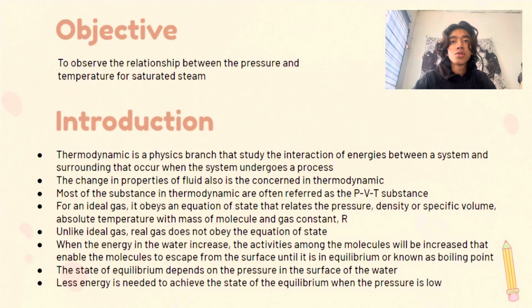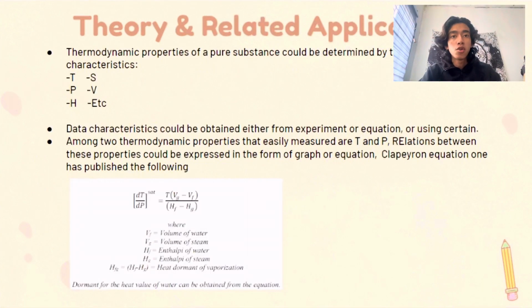When the energy in water increases, the activity among the molecules will increase, enabling the molecules to escape from the surface until it is in equilibrium, known as the boiling point. The state of equilibrium depends on the pressure on the surface of the water. Less energy is needed to achieve the state of equilibrium when the pressure is low. Now I will proceed to the theory and related application.